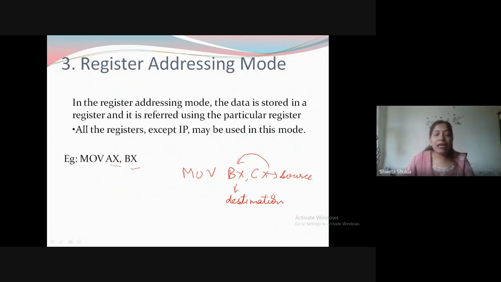Remember just one thing, that all registers except IP may be used in this mode. That means you cannot use the IP register. You can use any other register, for example, all the pointer and index registers. Which are those pointer and index registers? SP, BP, SI, and DI. So this is called register addressing mode, where you are transferring the data from one register to another register.